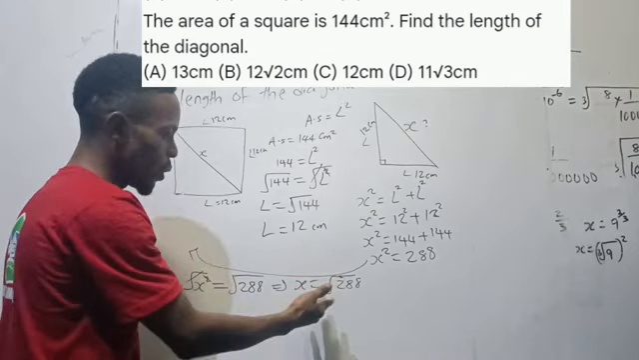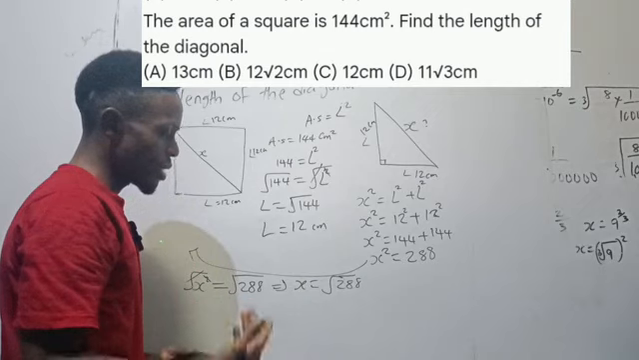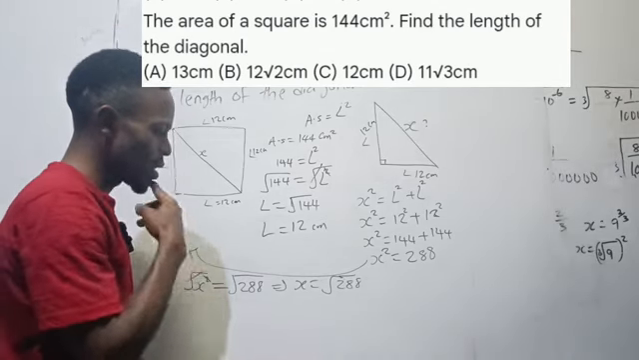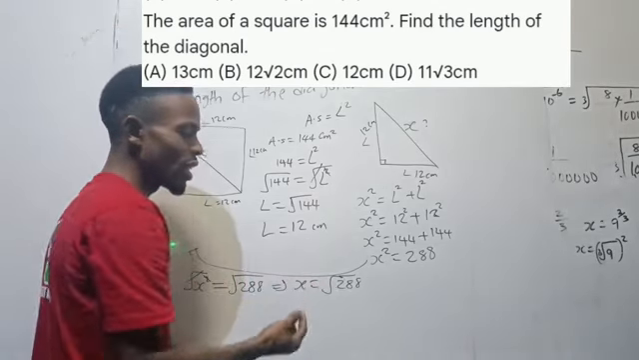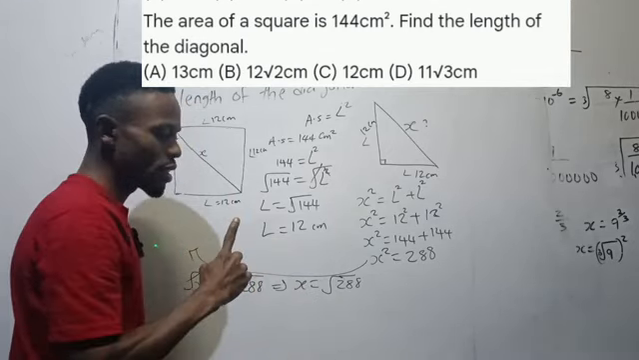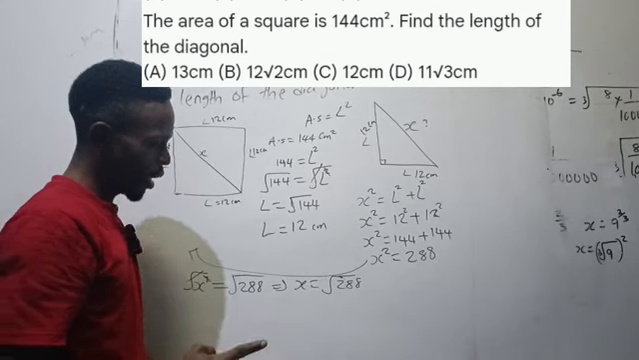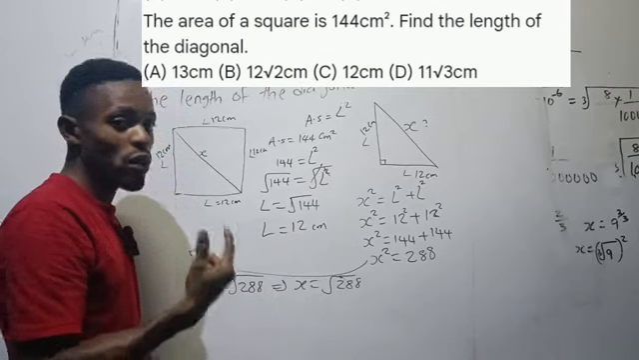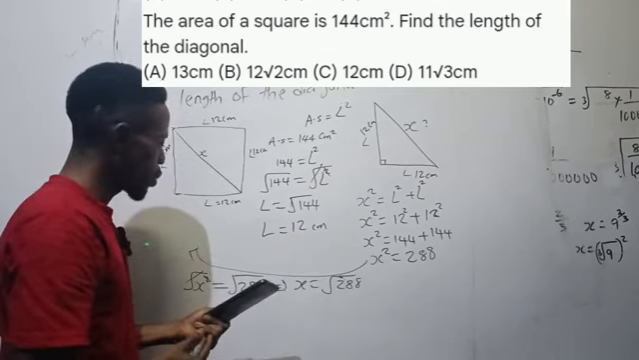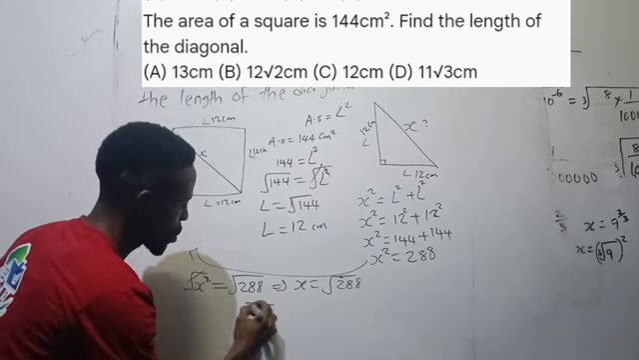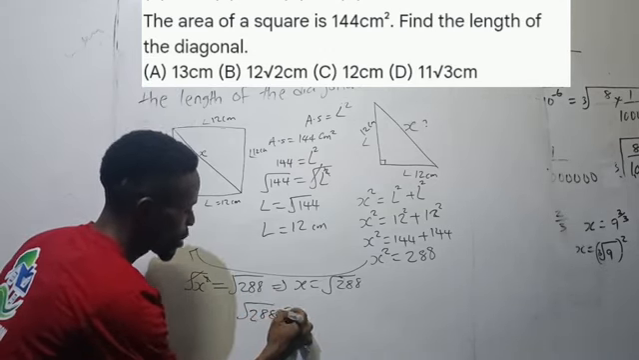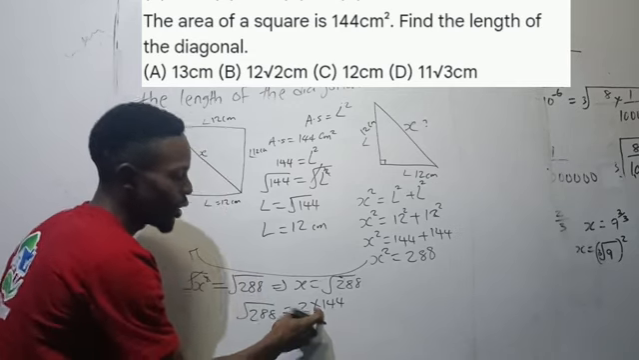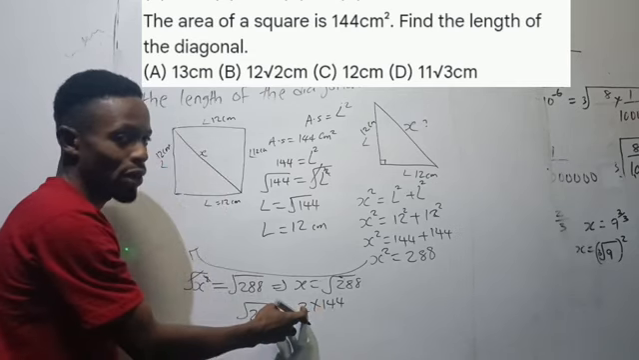So what do we do to get the answer? Since some of the options are in surd form, you can simply find the factors of 288, where one of them could be a perfect square. Let me repeat again: find the factors of 288 where one of them could be a perfect square. You can see that 288 can be expressed as 2 multiplied by 144. 144 is a perfect square. 2 is not a perfect square.